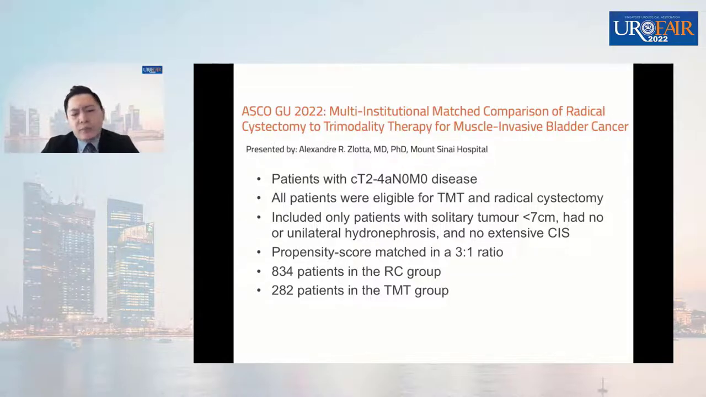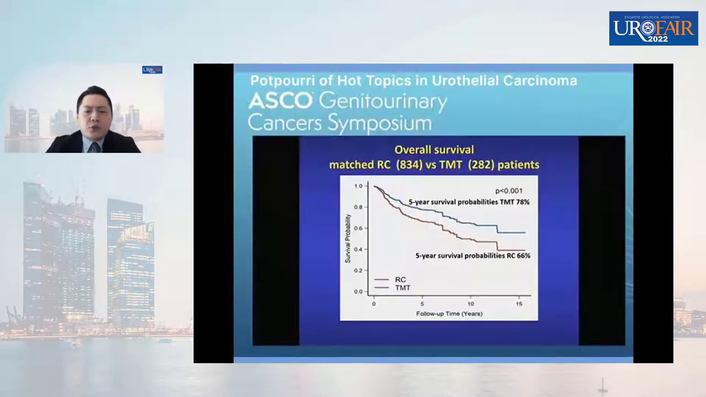All patients were eligible for TMT and radical cystectomy, and they only included patients with a solitary tumor less than 7 centimeters, with either no or just unilateral hydronephrosis, and without any extensive CIS. They performed a propensity score matching study, 3-to-1, with about 1,000 patients in total. And what they found is that the overall survival is actually better in the TMT group.